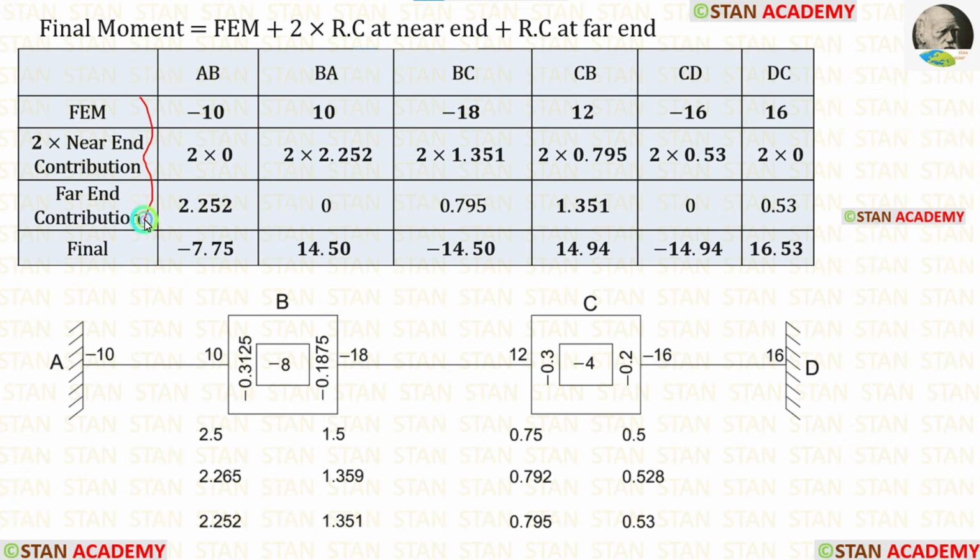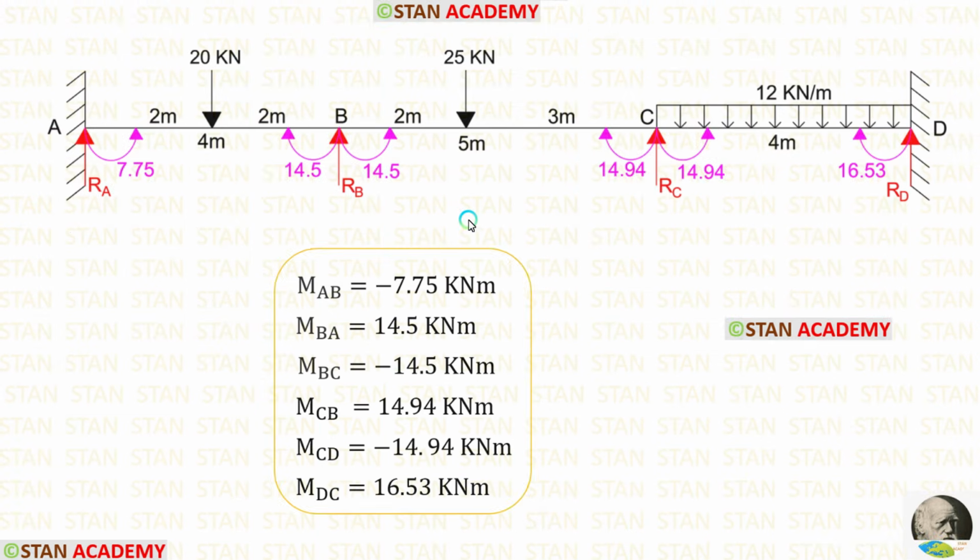Now, let us add these three values and get the final moments. In this analysis, we have calculated all of the moments. For MAB, we are getting a negative value. That means MAB is acting in the anticlockwise direction. At point B, we have two moments. For MBA, we are getting a positive value because it is acting in the clockwise direction. For MBC, we are getting a negative value because it is acting in the anticlockwise direction.